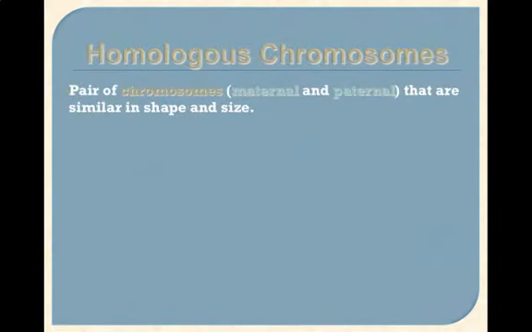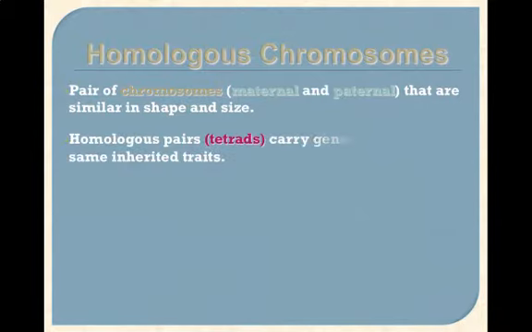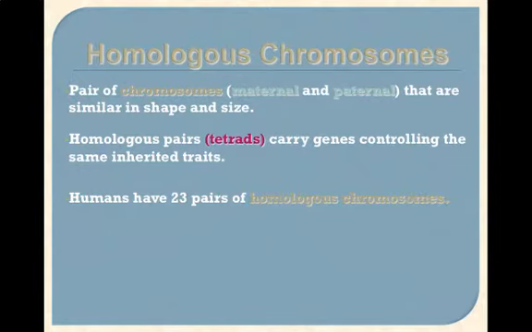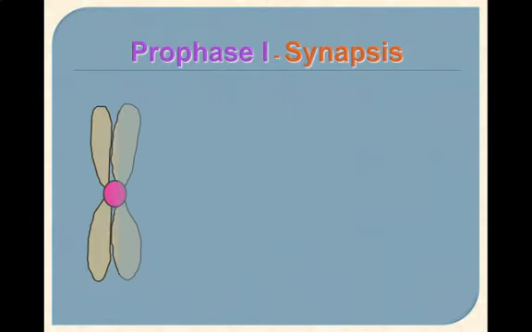So homologous chromosomes are going to be chromosomes that are similar in shape and size. You get one from mom, one from dad, maternal and paternal. The homologous pairs or tetrads carry genes controlling the same inherited traits. So at the beginning of prophase 1, you're going to have 4 chromosomes that are going to pair up, and they're going to form a tetrad. These tetrads have the same genes on them. So we have 23 pairs of homologous chromosomes, 22 pairs of autosomes, and 1 pair of sex chromosomes.